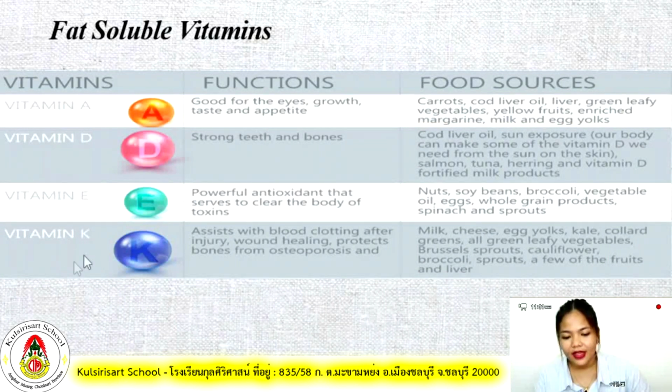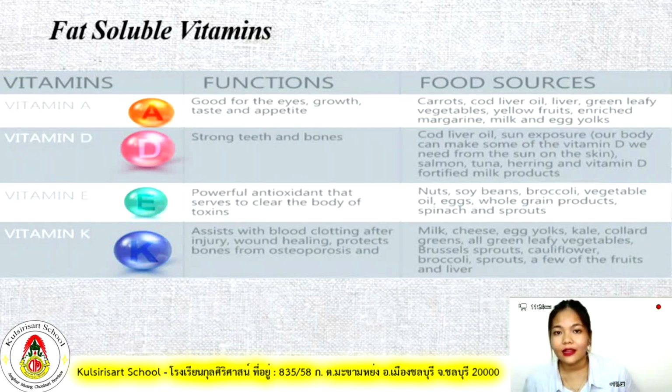So you need to eat foods that are rich in vitamin K to help your wound heal faster. Vitamin K is present in foods like milk, cheese, egg yolks, kale, collard greens, all green leafy vegetables, Brussels sprouts, cauliflower, broccoli sprouts, and a few fruits and liver. So that is the first type of vitamin, fat-soluble vitamins.